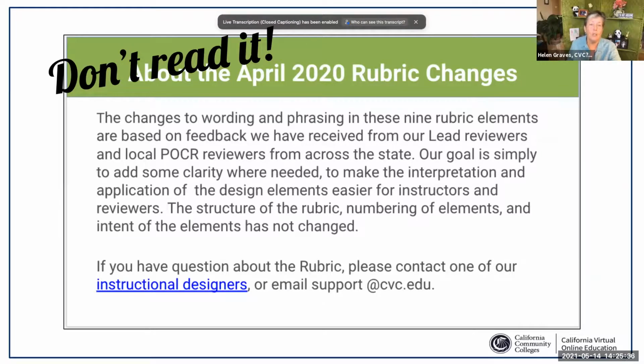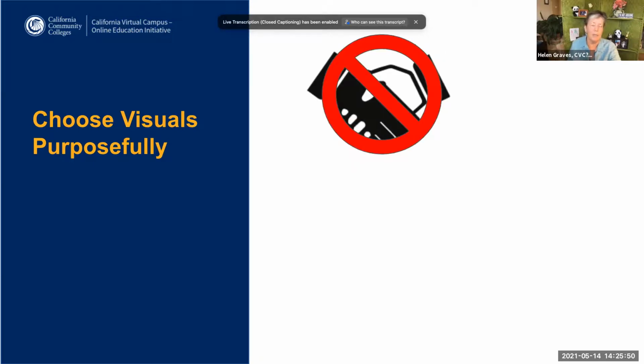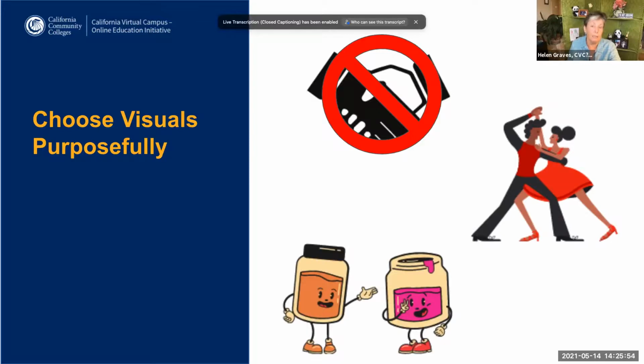So you want to choose your visuals purposefully. Think of distinctive and compelling ways to illustrate a key concept or idea, instead of the requisite image of a handshake to demonstrate the idea of partnership. Use tango dancers or peanut butter and jelly.